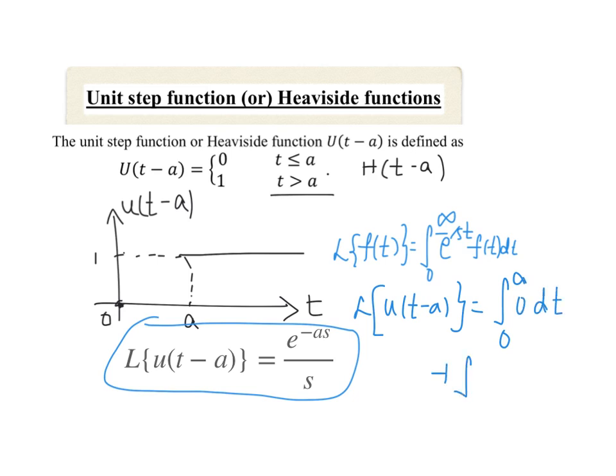Then a to infinity, t greater than a to infinity, the value of u of t minus a is 1. So the function value is 1. So then on integration of e power minus st divided by minus s, applying the limits, we get the result e power minus as by s.